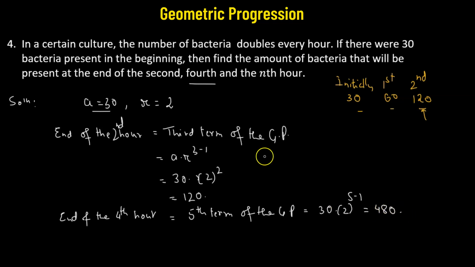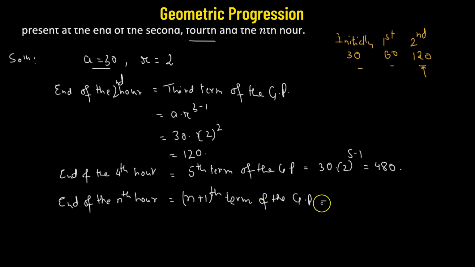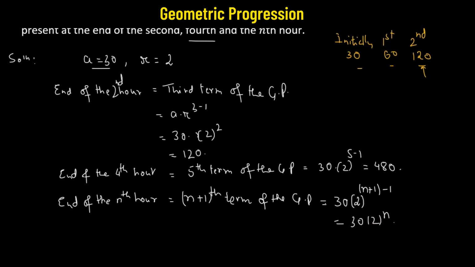Now we can find the amount of bacteria at the end of the nth hour. At the end of the nth hour, this is going to be the n plus 1th term of the geometric progression, which will be equal to the first term a times the common ratio 2 raised to the power of n plus 1 minus 1. That means we have 30 times 2 raised to the power of n. Let's move on to the next problem.